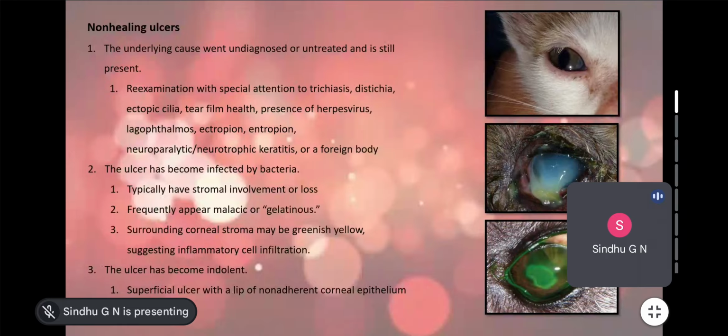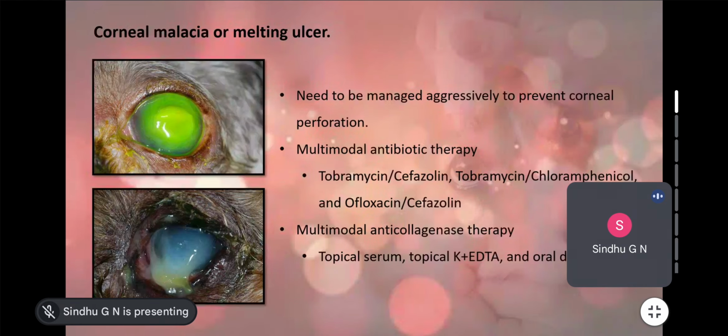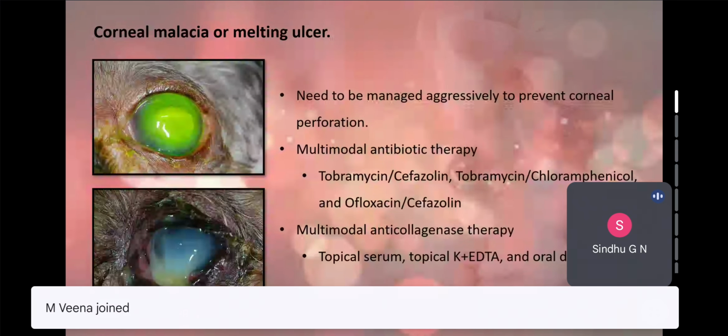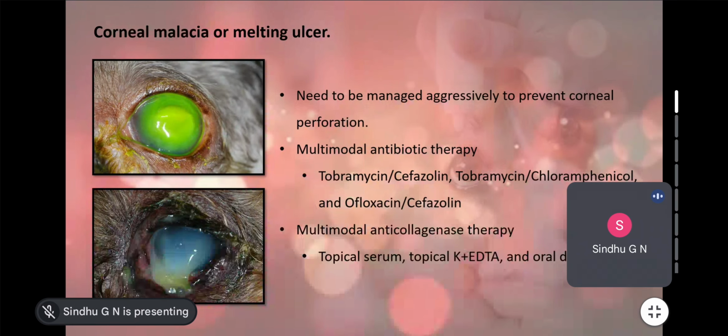Then indolent ulcers. They don't heal because of the everted epithelial margins. So we have to remove those everted epithelial margins. And corneal malacia or melting ulcer, where there is bacterial infection, proteolytic enzymes are produced, and they start melting the corneal stroma. So we have to go for multimodal antibiotic therapy, a combination of tobramycin, cefazolin, tobramycin, chloramphenicol, or ofloxacin, cefazolin combinations we can use, and anticollagenase therapy like topical autologous serum, EDTA eye drops, or oral doxycycline.